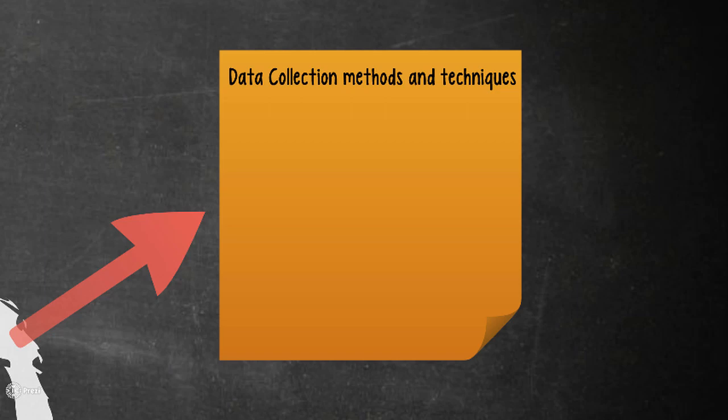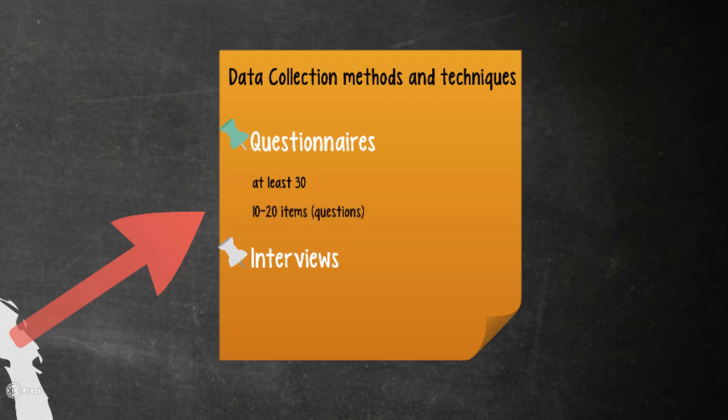And in COM4809 specifically, you have to make use of questionnaires and interviews. Now, we already spoke about this in assignment 1, but I'll just quickly remind you again that for your questionnaires, you have to have at least 30 completed questionnaires at the end of your data gathering. And your questionnaires themselves have to have 10 to 20 items.